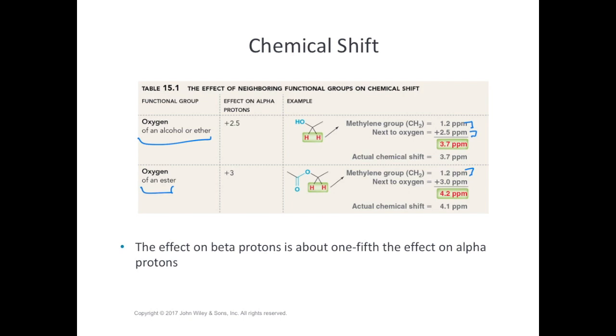So these are ways we can estimate the chemical shift. Experimentally, it may differ slightly from our predicted values, but it should be kind of close. And then the effect on beta protons is about 1/5 the effect on alpha protons. So the beta protons would be this proton, these protons, for example, and these protons.